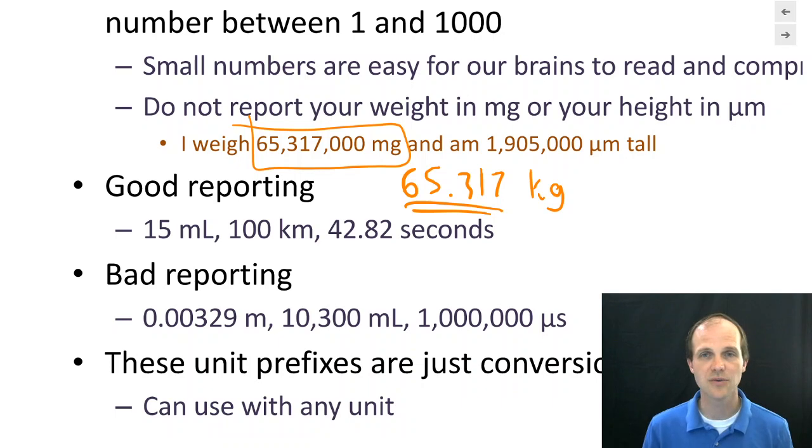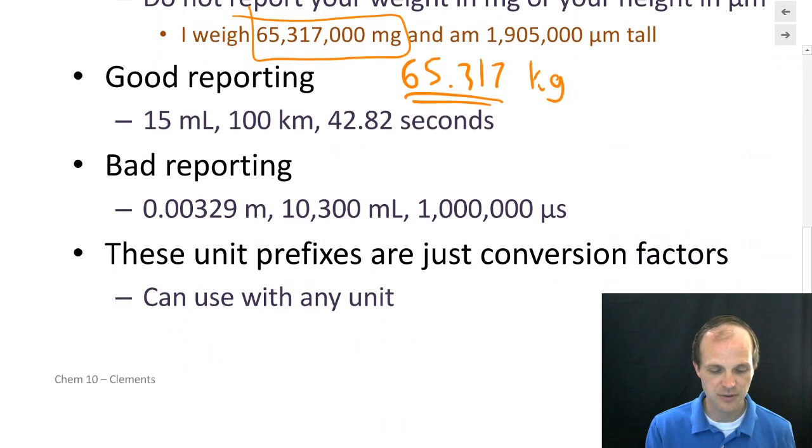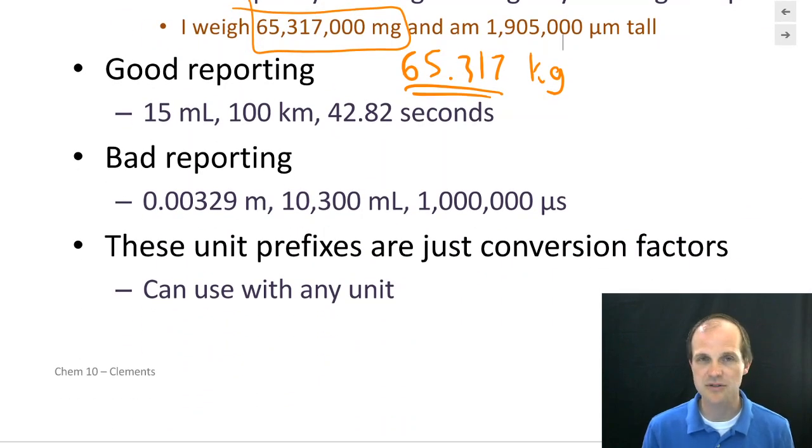So we're going to try to use those kind of things, and if I ask you to ever write something in a proper way using unit prefixes, you want that number to be between 1 and 1,000. And again, we'll talk about how to convert between those in just a moment. So good reporting of numbers: 15 milliliters, 100 kilometers, 42.82 seconds. Bad reporting was, say, 0.00329 meters. You don't want these very, very small numbers, or 10,300 milliliters, or 1,000,000 microseconds. You don't want these very large numbers in there. But they're, again, just as a reminder, they're just conversion factors.